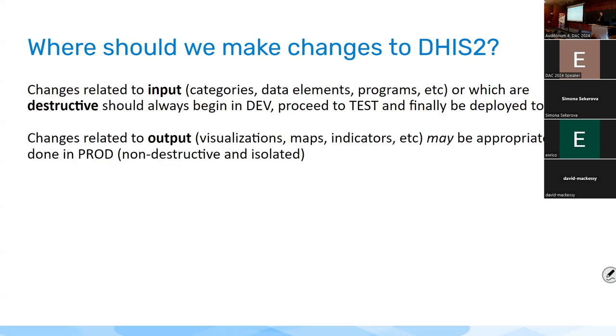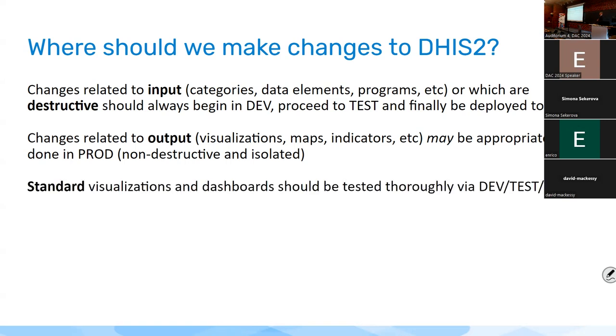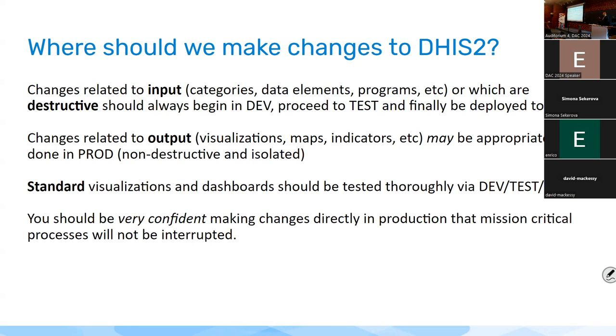If you're making changes to the outputs, which happens all the time with users making their own visualizations and dashboards, of course, they need to be able to do that in the system that they are actually using. This is maybe something in between. If you have a set of public dashboards for all users that the national core team is developing, those you might want to change in the development environment and test before you apply the changes. And of course, you should be very sure that things work before you apply this in production.